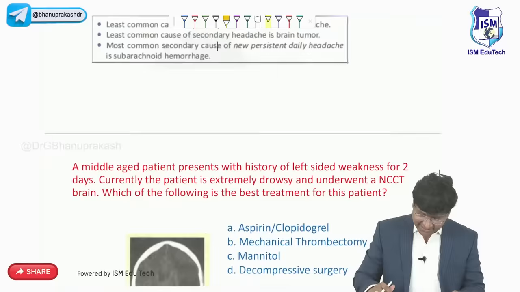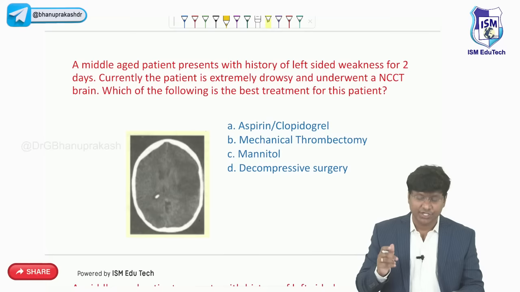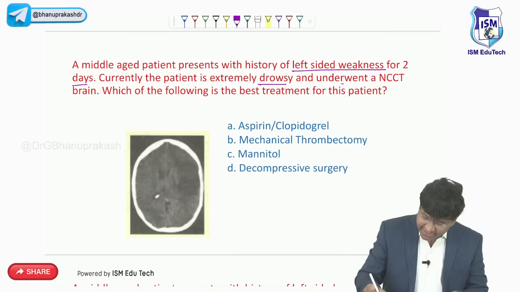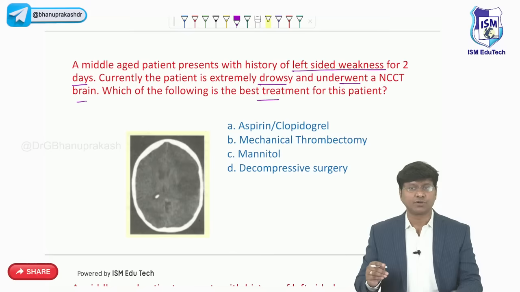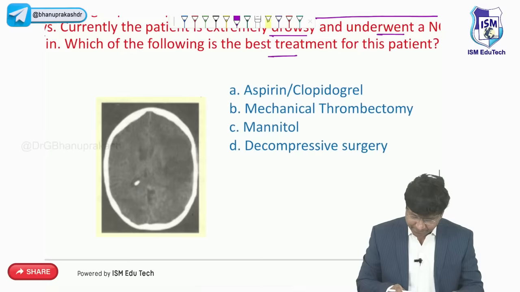Then you see another important clinical question. A middle-aged patient presents with history of left-sided weakness for 2 days. Currently, the patient is extremely drowsy and underwent a CT brain. Which of the following is the best treatment for this patient? Aspirin or clopidogrel? Mechanical thrombectomy should be done. Mannitol should be given. Decompressive craniotomy. Okay. So, this is the CT brain of the patient.